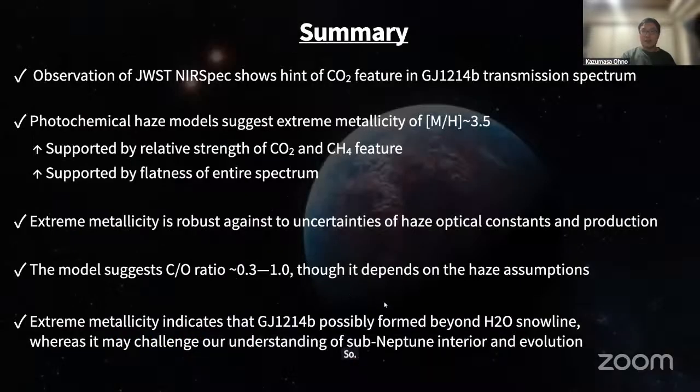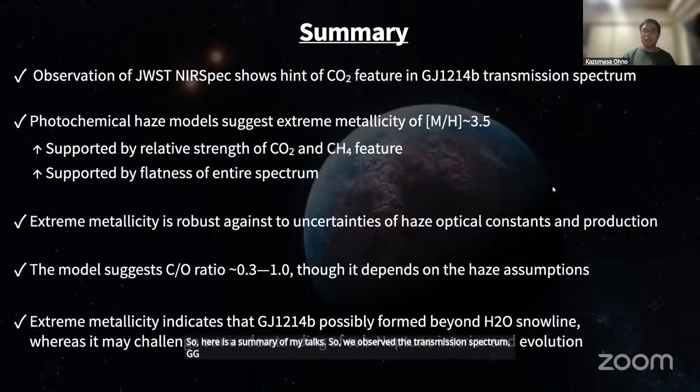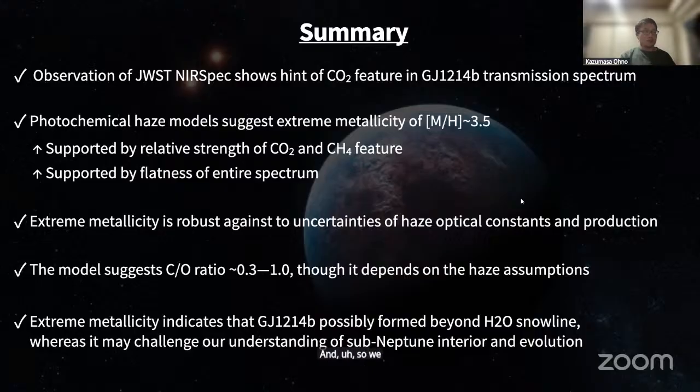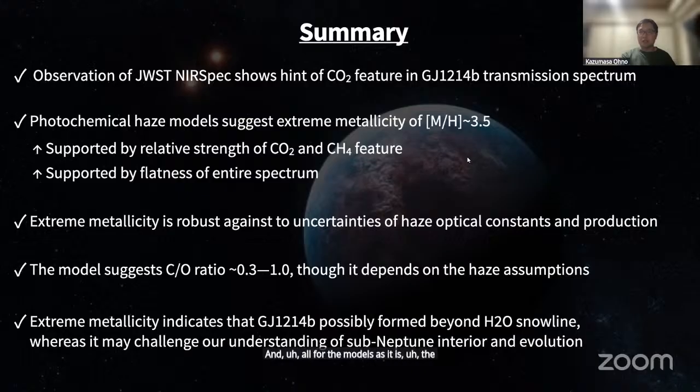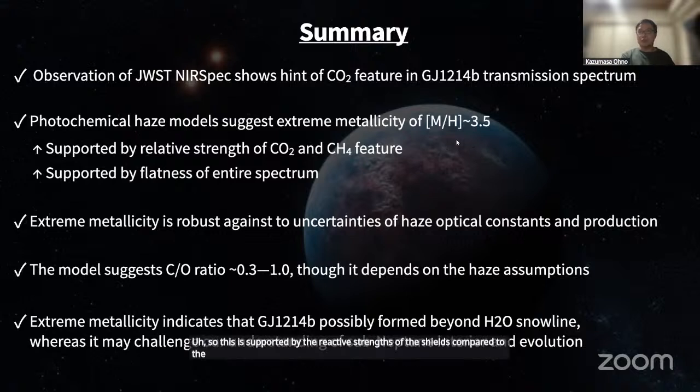So here is a summary of my talk. We observed the transmission spectrum of GJ1214b using JWST NIRSpec, and we found a hint of a CO2 feature. We performed an extensive model-data comparison based on photochemical models and microphysical models, and all four models suggested extremely high metallicity. This is supported by the relative strength of the CO2 compared to the methane feature, and the overall flatness of the spectrum also supports such a very high metallicity.